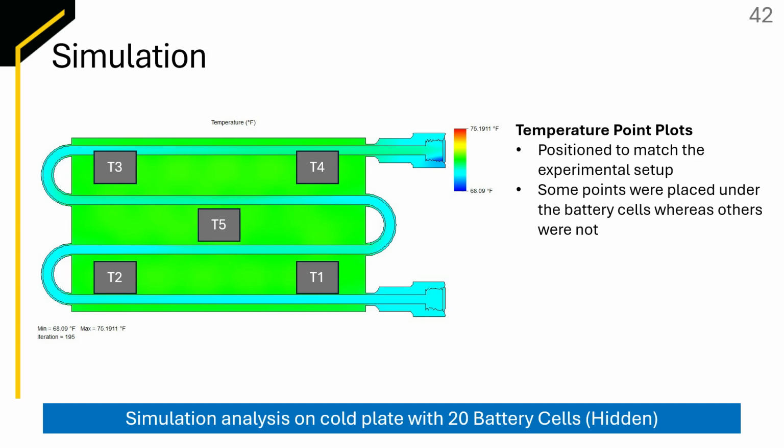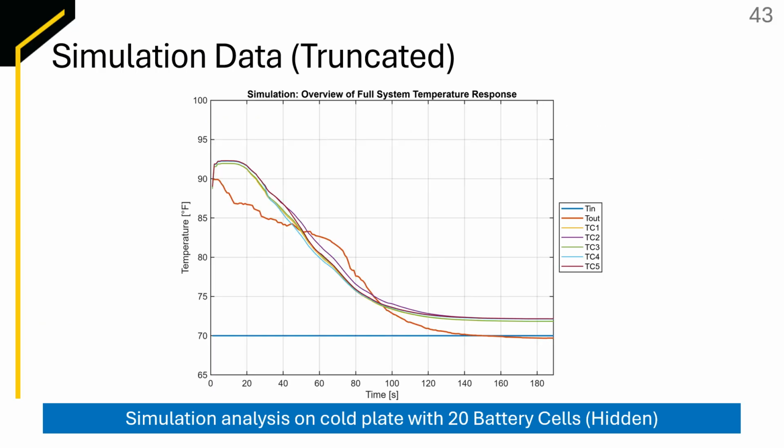Some of the points were placed under the battery cells, and some of them were not, just like the experiment. The simulation data here shows a plot graph of the temperature initially going up and then falling shortly. This is on par with the experimental data. However, in our experimental data, the final steady state temperatures do vary. We believe this is because of a simulation control parameter that we are still currently working on figuring out.